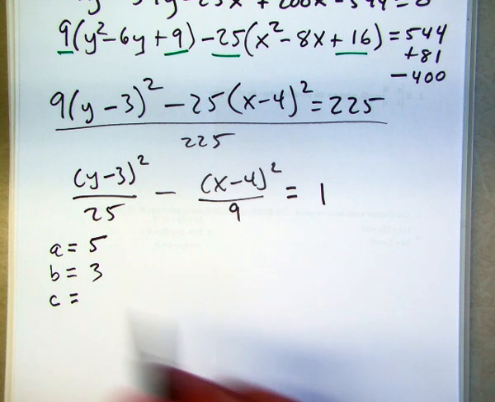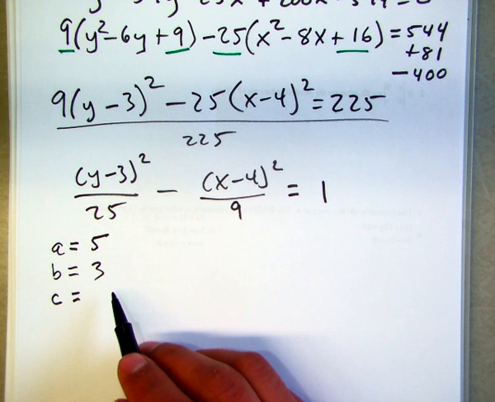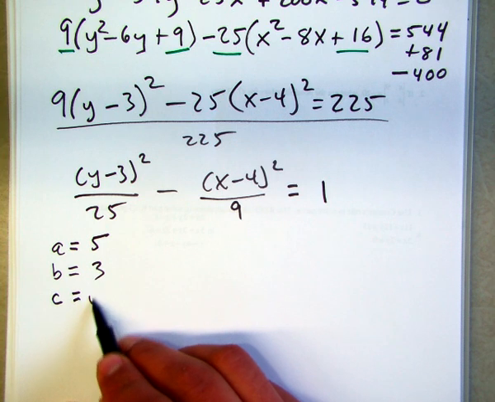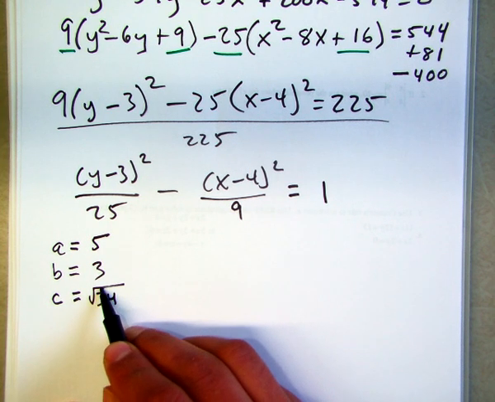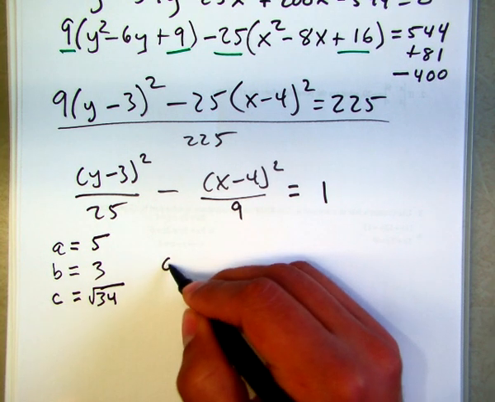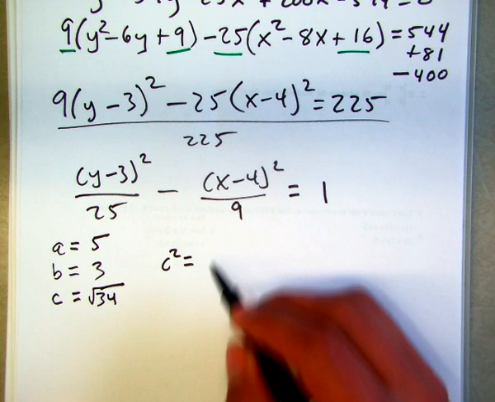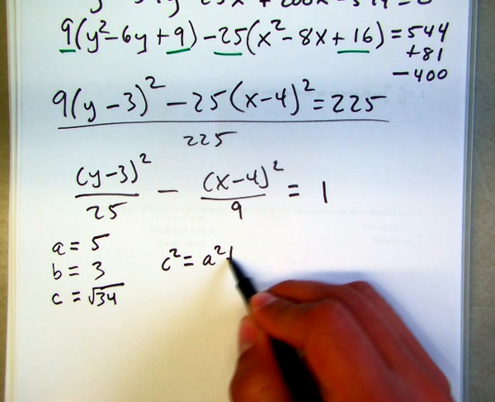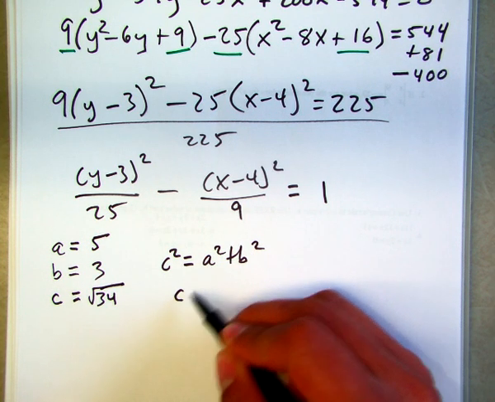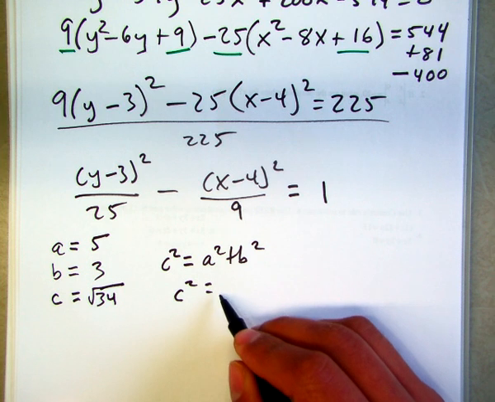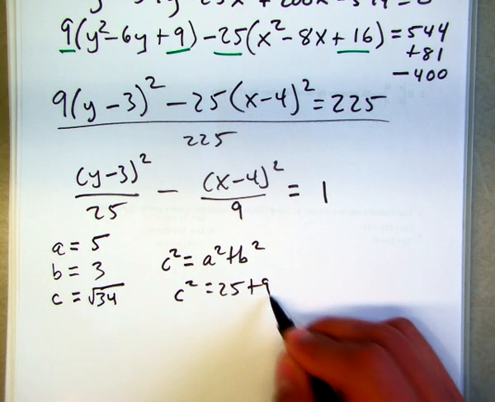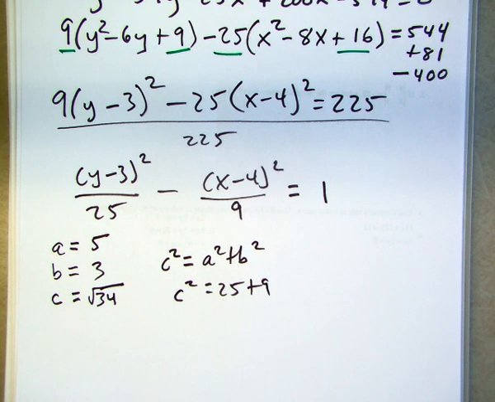So here we get C is root 34, right? What's the equation for C squared? A squared plus B squared. So C squared is going to be 25 plus 9, right? Oh yeah, I forgot it was plus and not minus. Yeah, according to my calculations, it's 34.